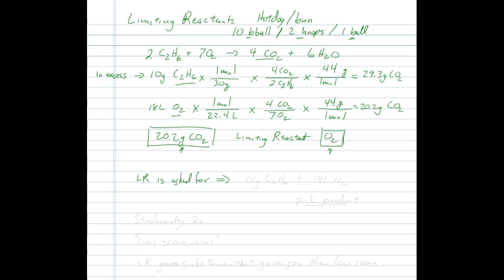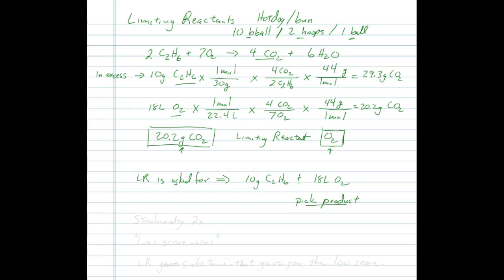Sometimes they will not tell you what you're making, what product. They'll give you 10 grams of C2H6 and 18 liters of O2. What is the limiting reactant? They don't specify whether it's carbon dioxide or water. So in that case, if they're not specifying what they want to make, you get to pick the product that you're going to make. Your choice. Whichever one looks like it might be easiest to do.